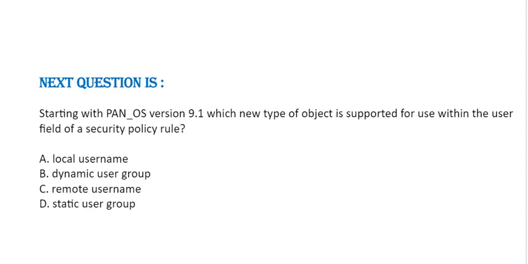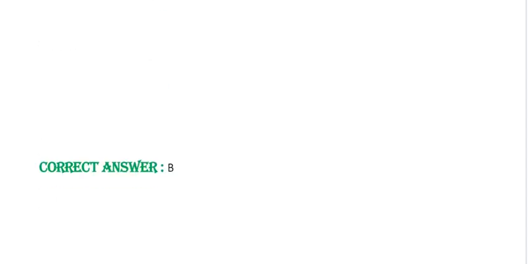Next question is, starting with PAN-OS version 9.1, which new type of object is supported for use within the user field of a security policy rule? Option A, local username. Option B, dynamic user group. Option C, remote username. Option D, static user group. Correct answer is option B.